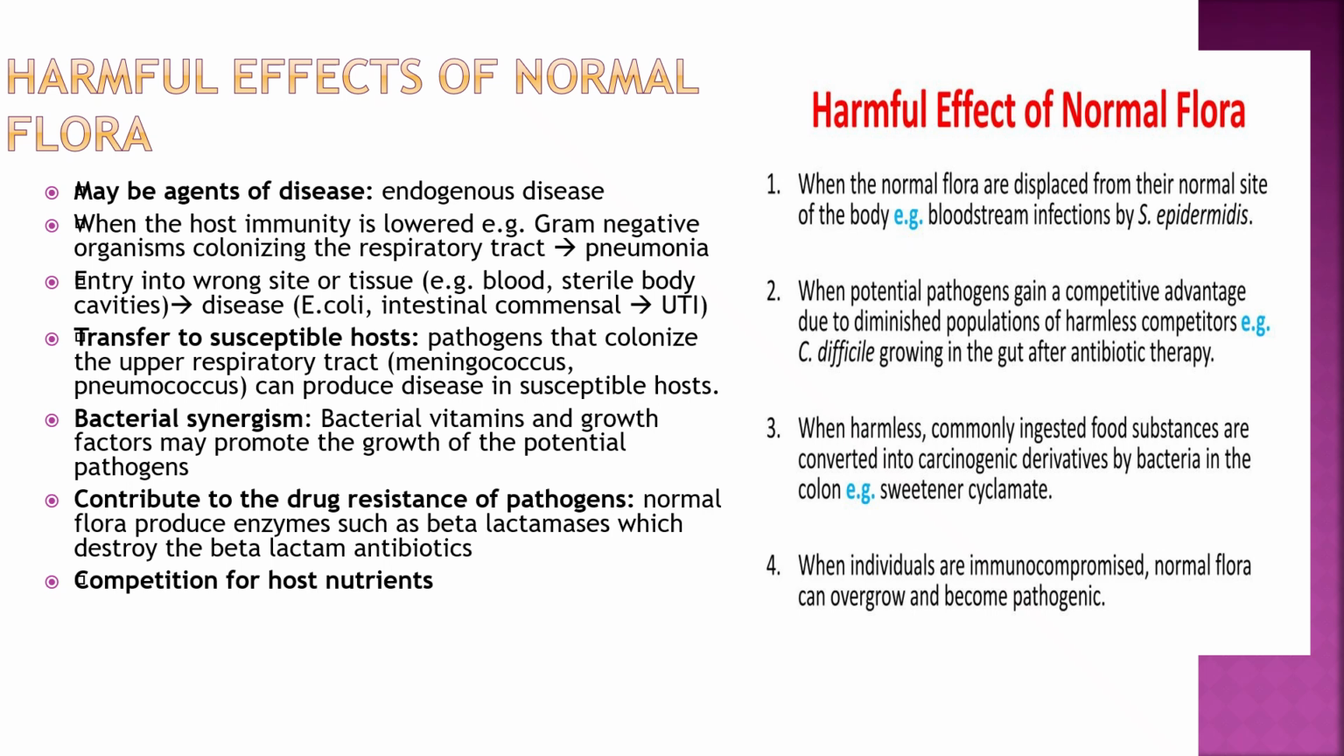The harmful effects of normal flora occur when the normal flora are displaced from their normal site in the body. For example, bloodstream infections caused by Staphylococcus epidermidis, or C. difficile growing in the gut after antibiotic treatment, mainly clindamycin, causing pseudomembranous colitis. Or in immunocompromised individuals, like patients on immunosuppressive, diabetes, steroid or cytotoxic drug treatment, the normal flora may overgrow and cause disease; they become pathogenic.